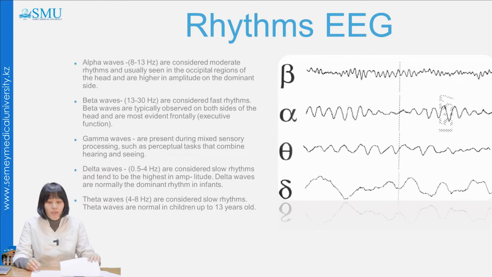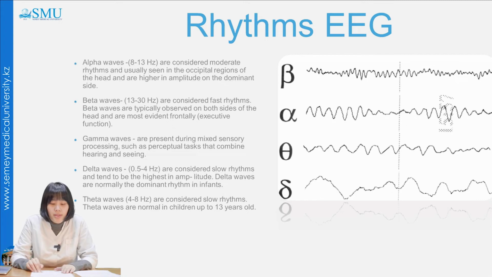The next is delta waves. Delta waves are considered slow rhythms and tend to have high amplitudes. Delta waves are normally the dominant rhythm in infants. Theta waves are also considered slow rhythms, between 4 and 8 Hz. Theta waves are normal in children up to 13 years old. Theta waves are found in sleeping adults, and consistent theta is considered abnormal in conscious adults.